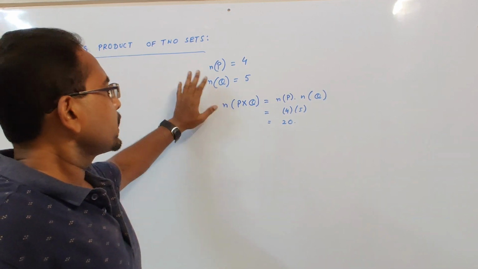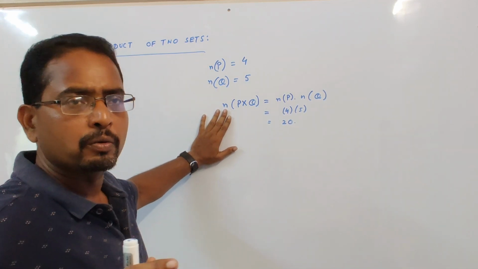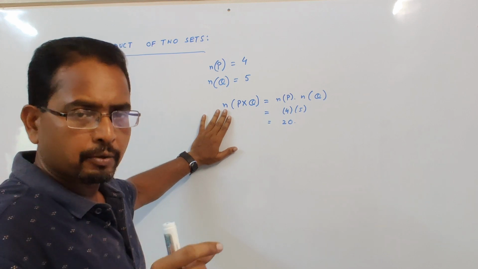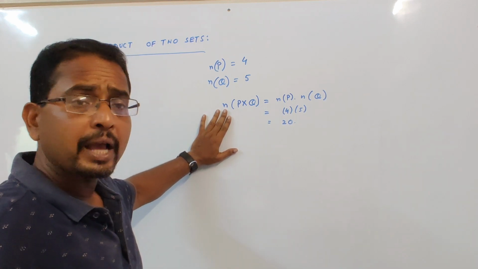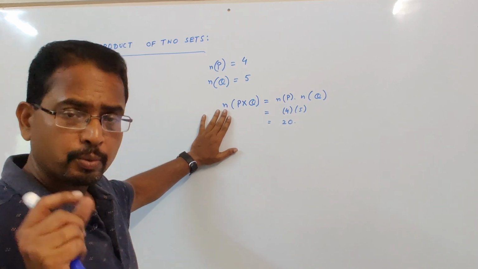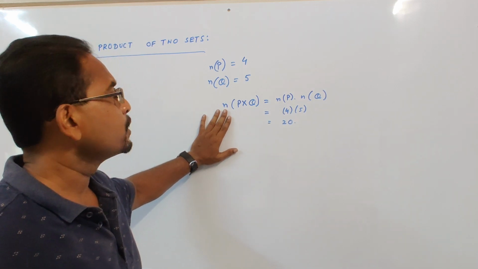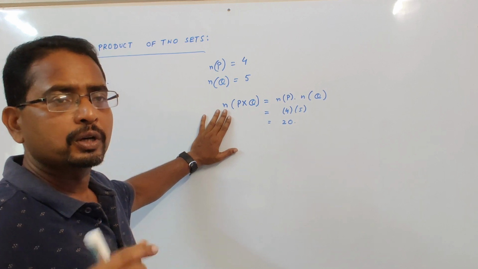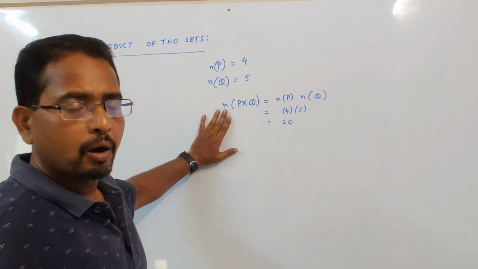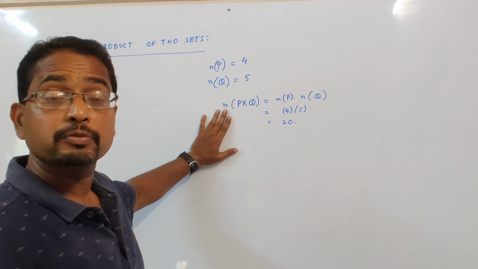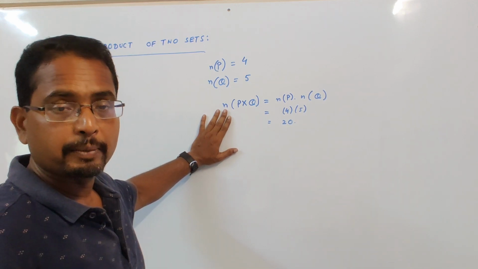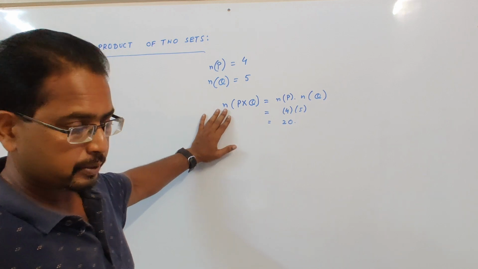We now came to know that without forming the cross product of the two sets, if you want to know how many elements are there in the cross product, we can use the product of the cardinal numbers of those two sets. That product will give you the number of elements in the product of the sets.